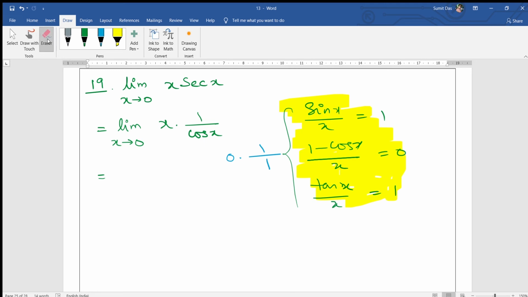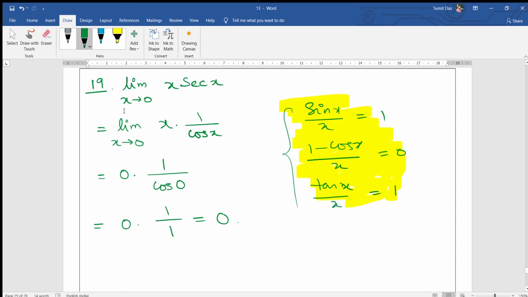So this is so simple a question. After this line, we can directly put the value. So we'll get 0 into 1 by cos 0. We know that cos 0 is 1, so 1 by 1, so the answer is 0. We can't go further only when the denominator is 0, but here the denominator is not 0, so we can go further. Very simple question. I was thinking to do it in another way, using the tan formula, but this is so simple.